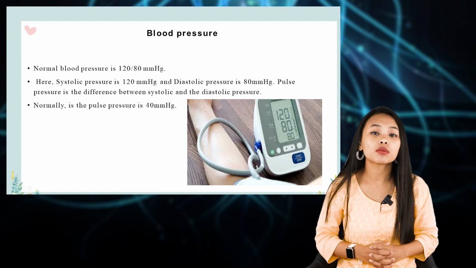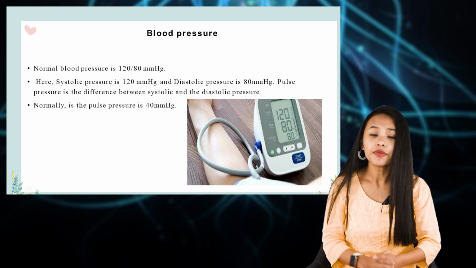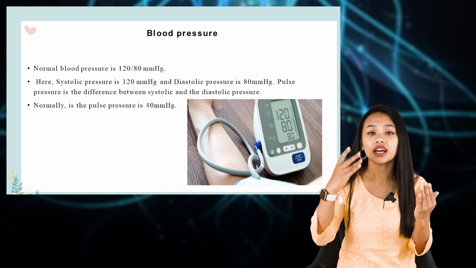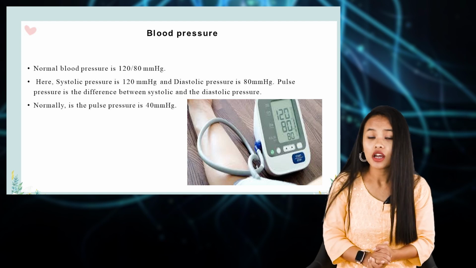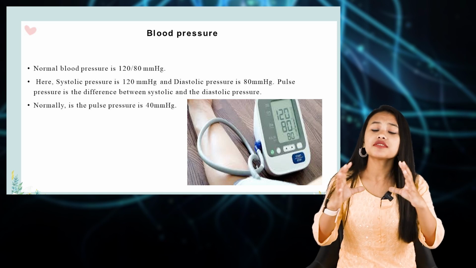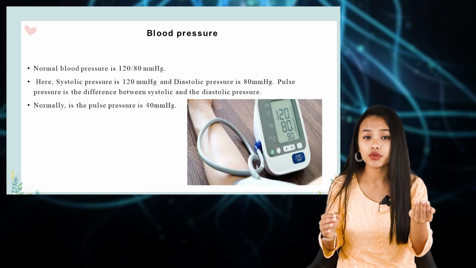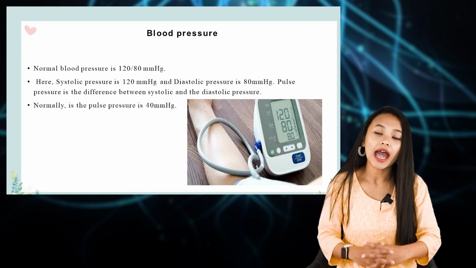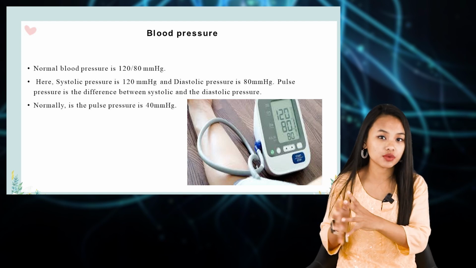And there is one more term that is known as the pulse pressure. What is this pulse pressure? This pulse pressure is the difference between the systolic and the diastolic blood pressure. Since I said difference, how can you calculate the pulse pressure of an individual? As I've said, the normal blood pressure is 120 by 80, where the systolic is 120 and the diastolic is 80. So 120 minus 80 equals 40. And this is the normal pulse pressure of an individual.